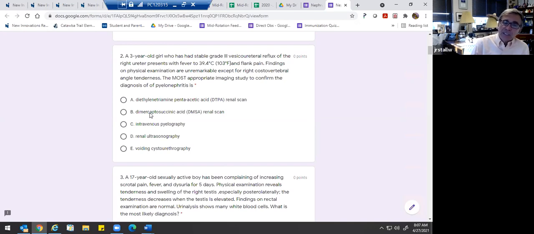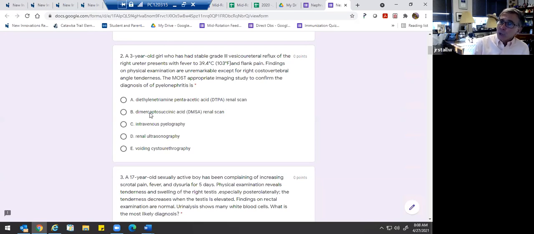And if your database knows that DMSA scan is the scan for pyelo, a DTPA is another renal scan, but that's not for renal involvement of the pylons. That has to do with flow. Remember, there are lots of renal scanning radiopharmaceuticals: Hippuran, MAG3, glucoheptonate, DTPA, DMSA. All of those are radiopharmaceuticals, and they each have their own special need.